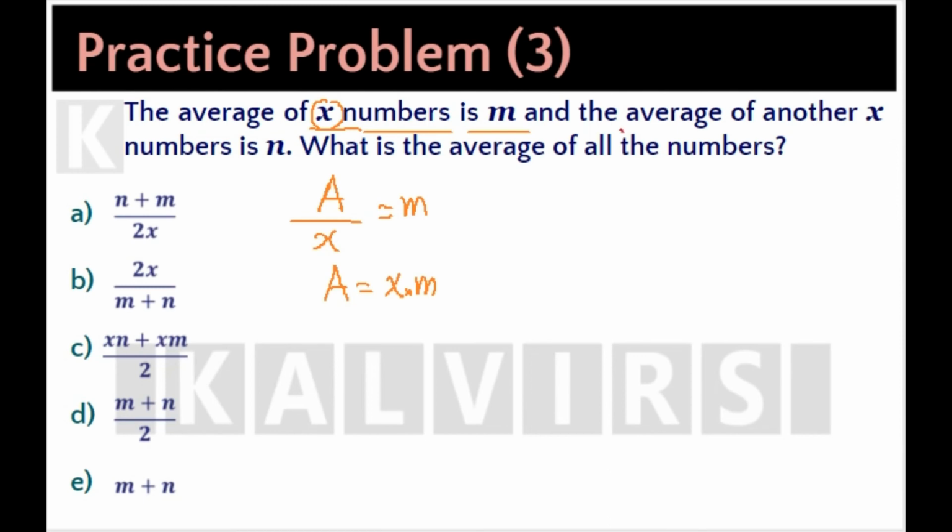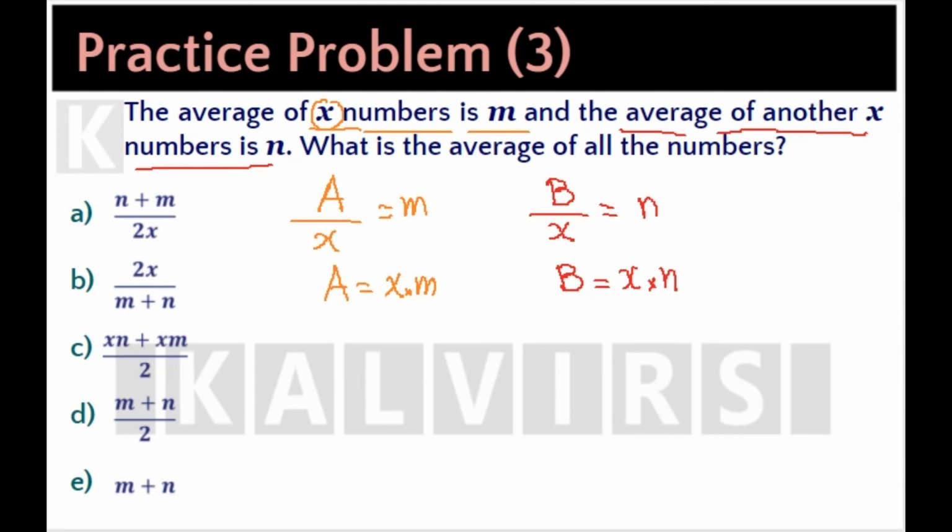Second of all, the average of the second x numbers is n. So, what is the sum of the second x numbers in terms of x and n? Let b be the sum of the second x numbers. Therefore, b over x equals n. Finally, b equals x times n.